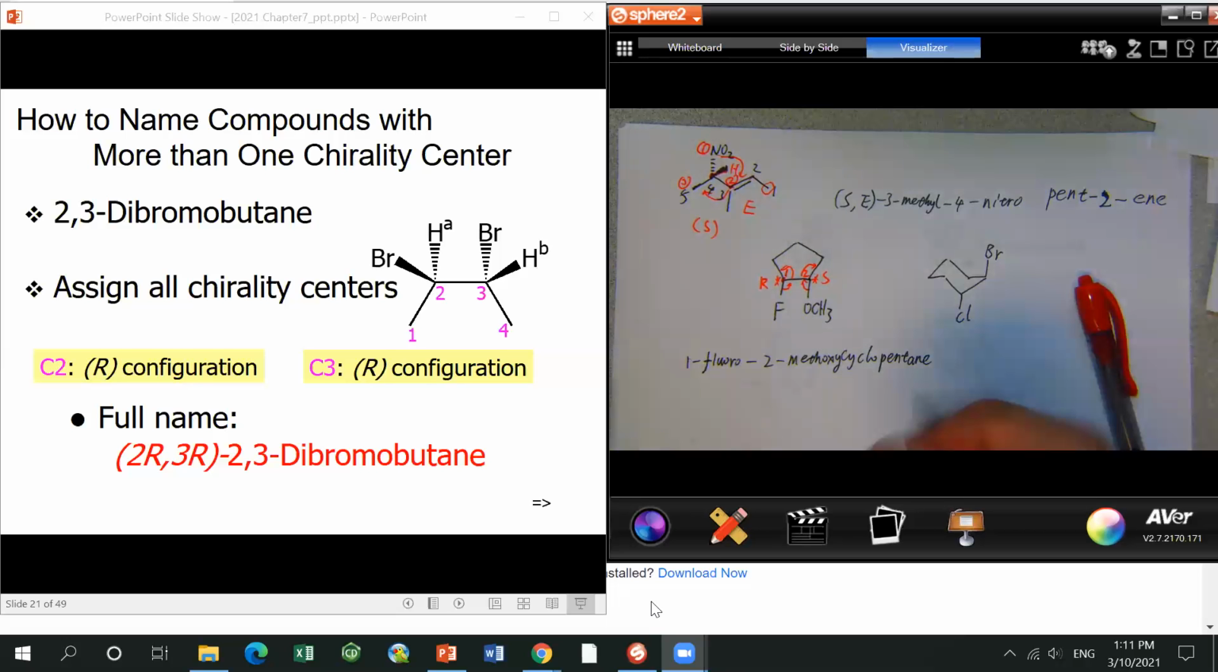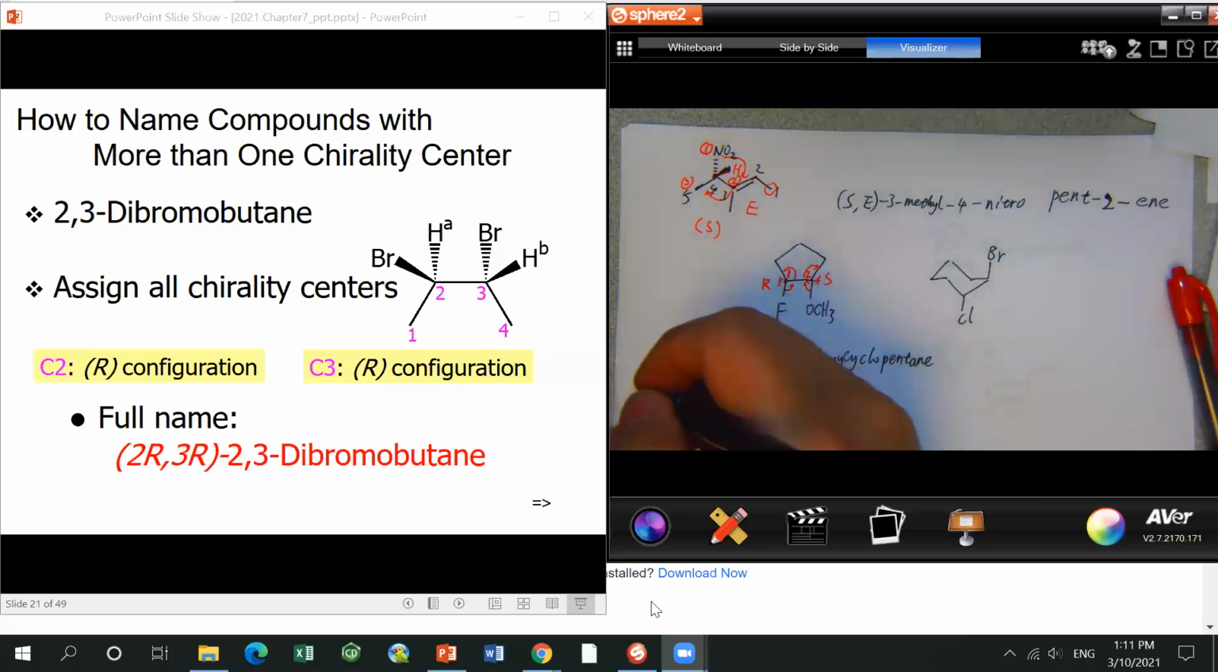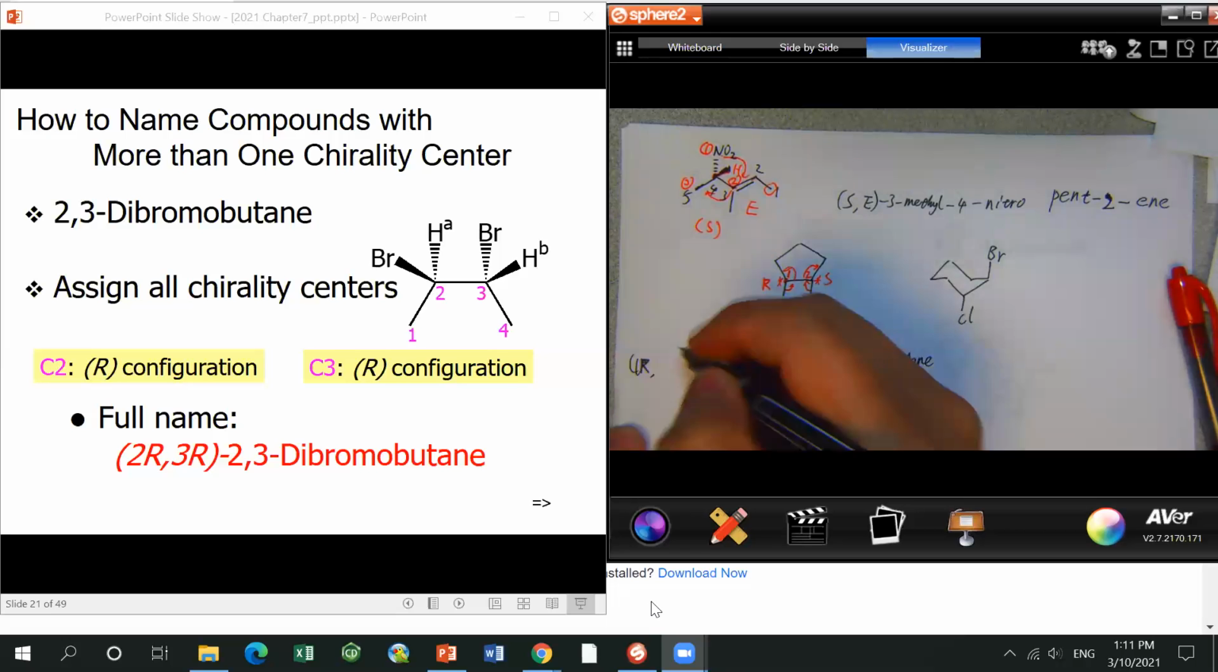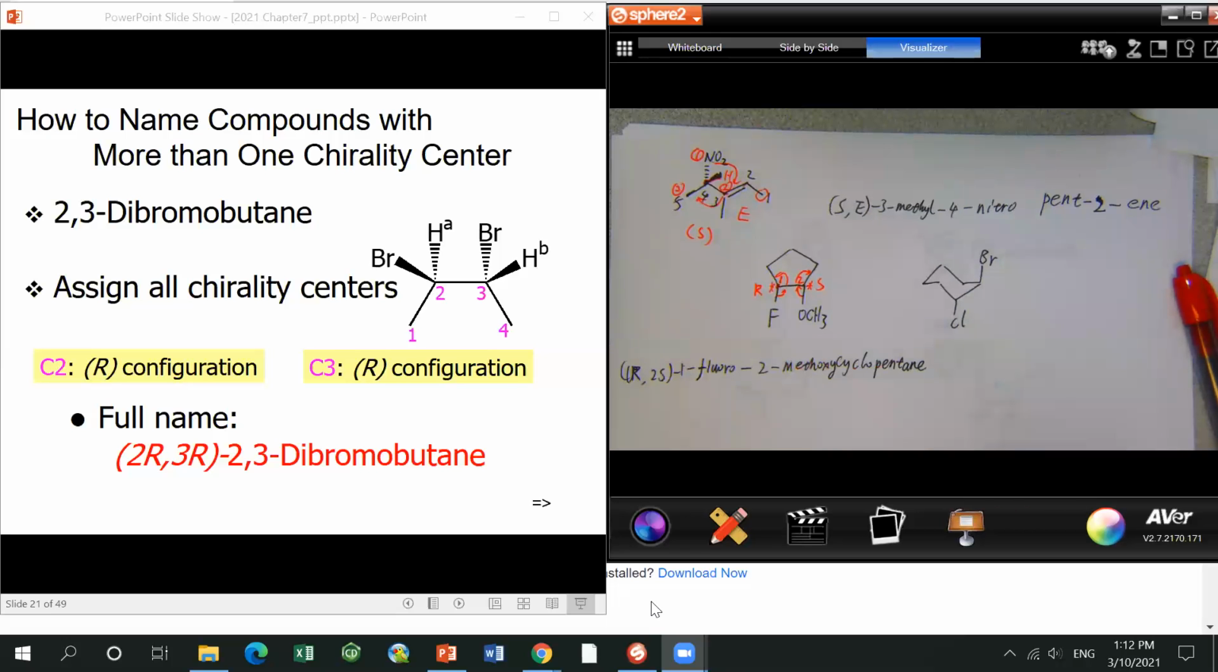All right. So for this compound, the full name should be 1R,2S, 1-fluoro-2-methoxycyclopentane. Don't forget to give the location numbers for the two stereocenters.